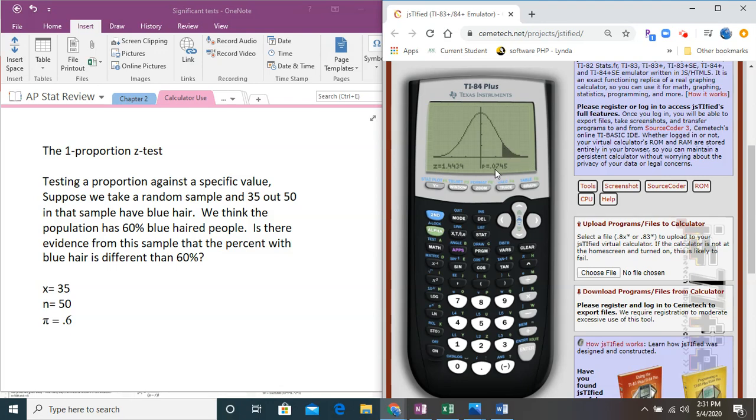Notice that's listed right here. The less black this is, the more significant it is. So this test is not significant. Fail to reject. It doesn't appear that there's evidence to say they're different, or there's not enough evidence to say they're different.